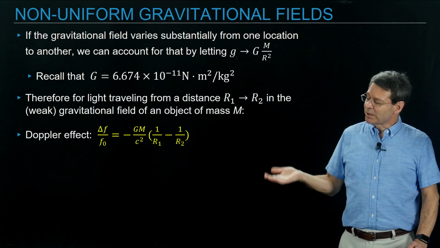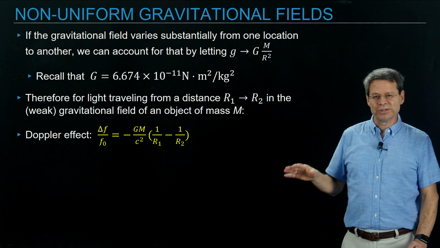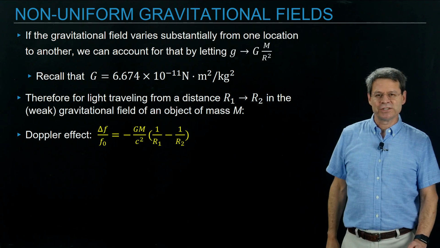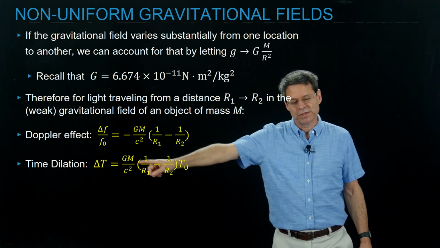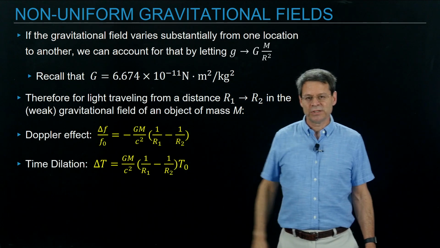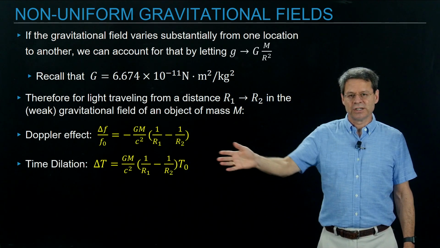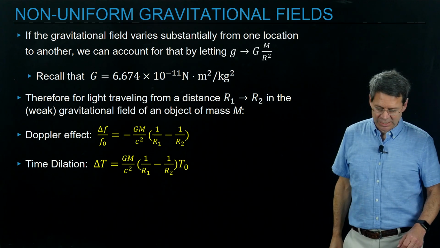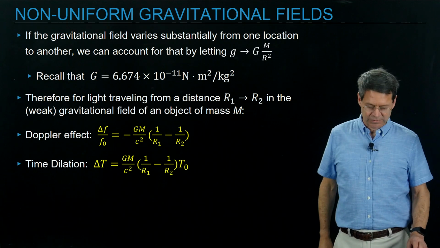Likewise, we just showed that the Doppler effect can be related to time dilation, that clocks run slower, deeper into a gravitational well. So the time dilation formula changes. Delta t is big G m over c squared. Basically just remove the minus and make it a plus. Same expression, 1 over r1 minus 1 over r2 times t naught, the time of the clock in its own frame.